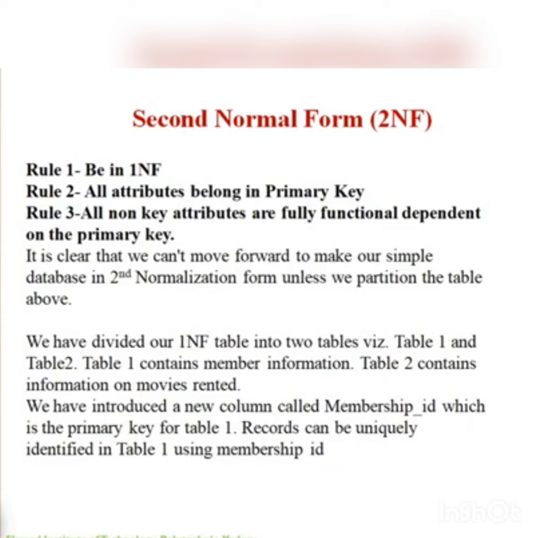There are a few conditions which you have to satisfy for the second normal form, that is, the table is in first normal form. Here you can see that rule 1 is the same. Be in first normal form means what? A table in the second normal form is always in first normal form. Now the second one is that all attributes belong to the primary key.